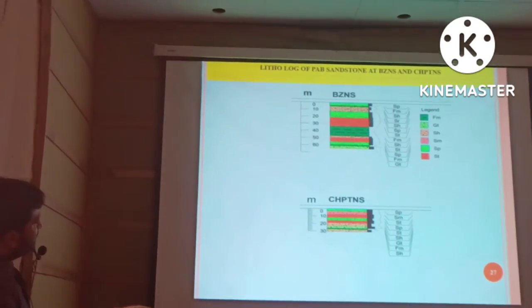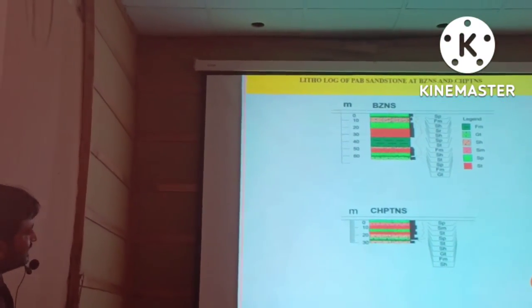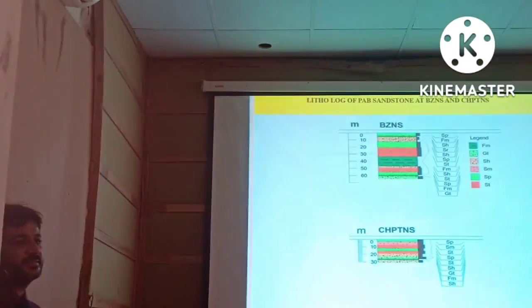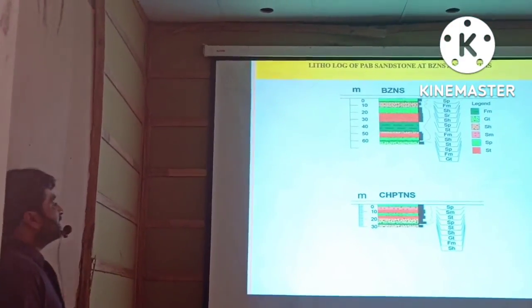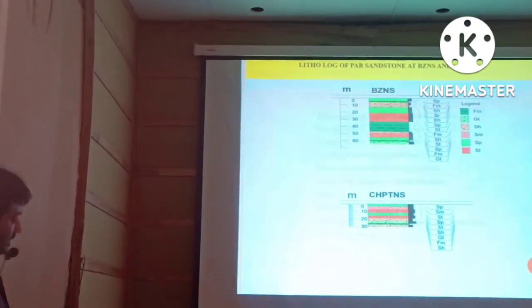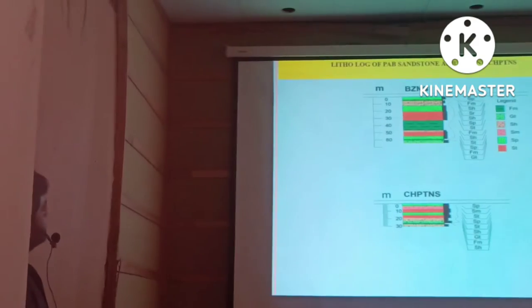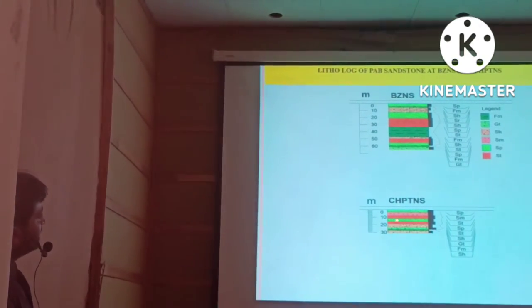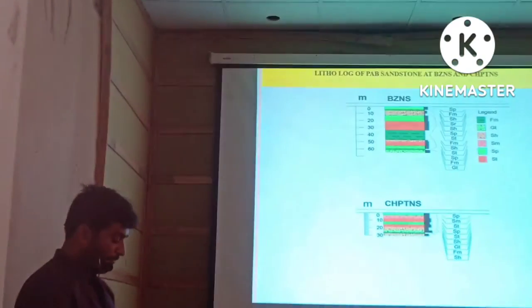This slide is showing the Bidan section and Chipat section. Since these sections consist of less volume of lithofacies, this Bidan section is 64 meter thick, and Chipat is only 30 meter thick.